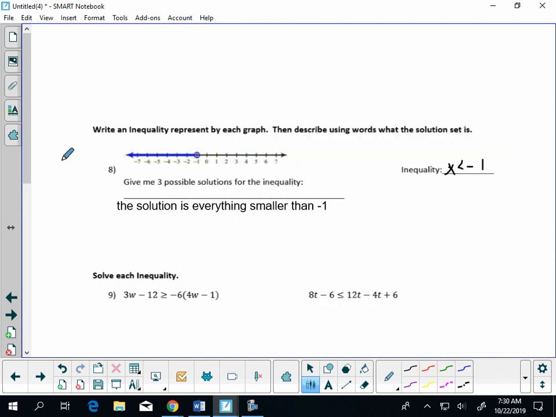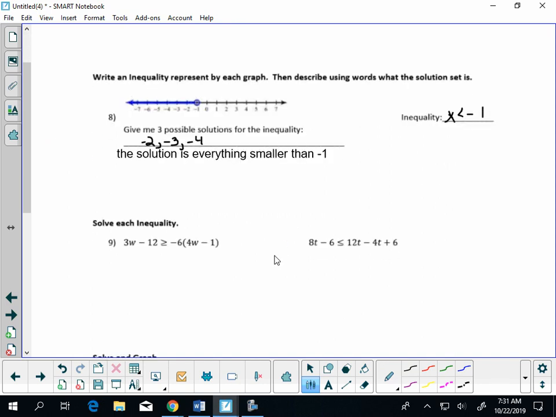Well, the possible solutions here are anything smaller. So -2, -3, -4. Because anything smaller than -1 is a solution. Anything shaded is a solution. I could have put -7. I could have put -100. All of those are solutions.